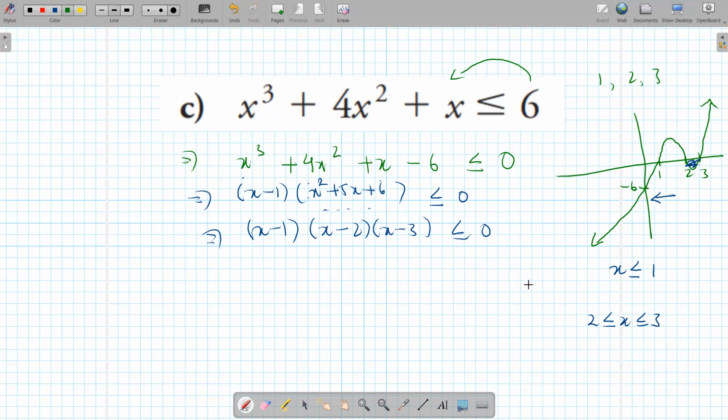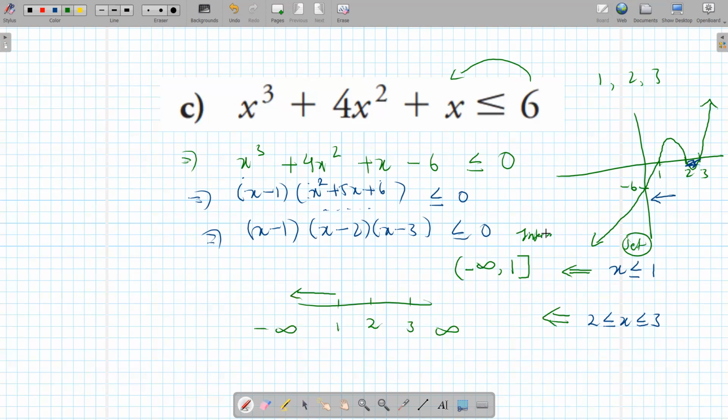I'm going to show you how to write this in interval notation, which uses the number line, okay? We go from negative infinity to positive infinity, and our interesting values are 1, 2, and 3. So when x is less than or equal to 1 means this direction. In interval notation, you can rewrite that as negative infinity to positive 1. Infinities are never inclusive, but 1 is inclusive, so we end that with a square bracket. This is set notation using x's. This is the interval notation, okay?